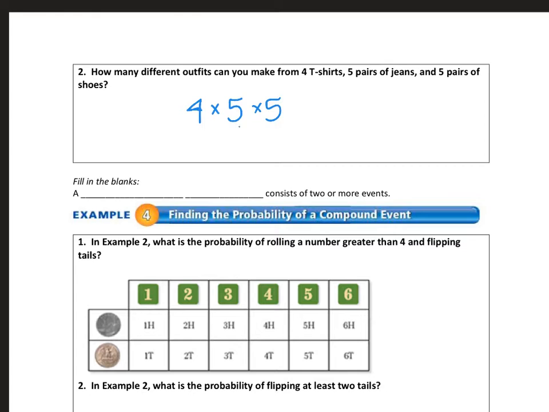We have 5 times 5 is 25. And when you multiply that by 4, you will get 100. So there are 100 different outfits.